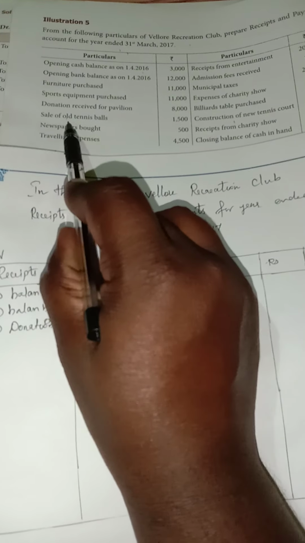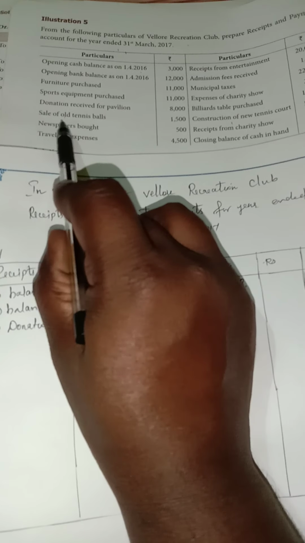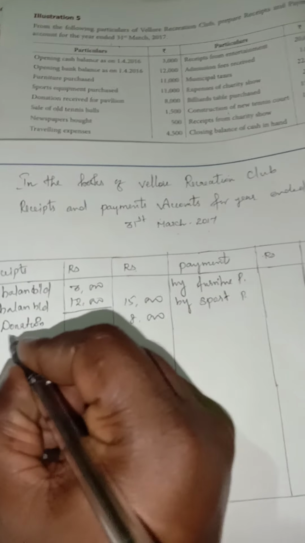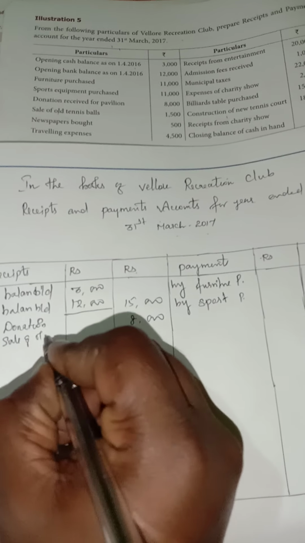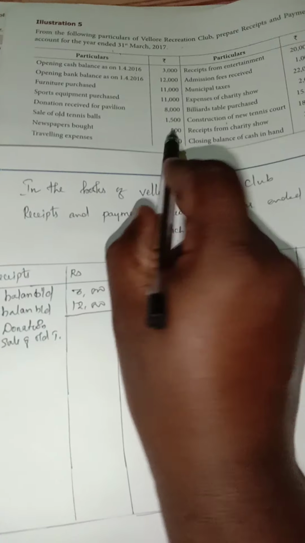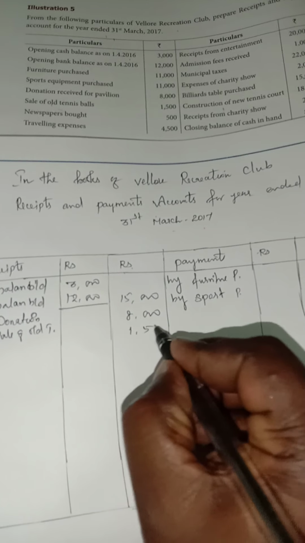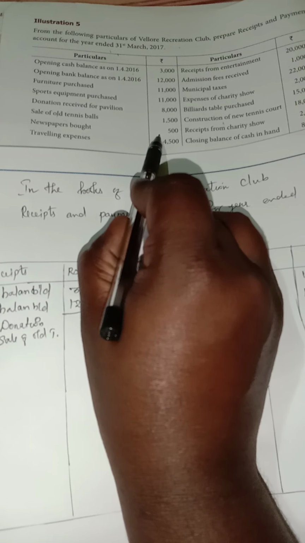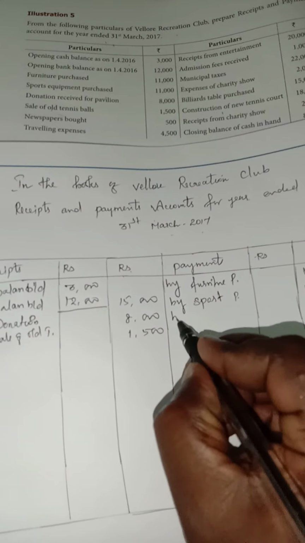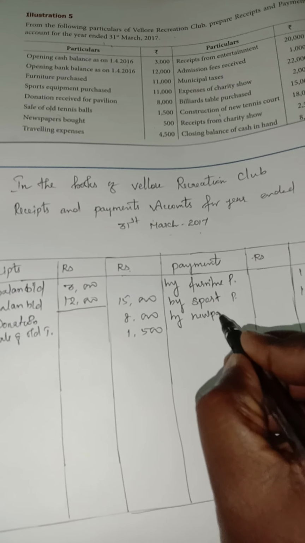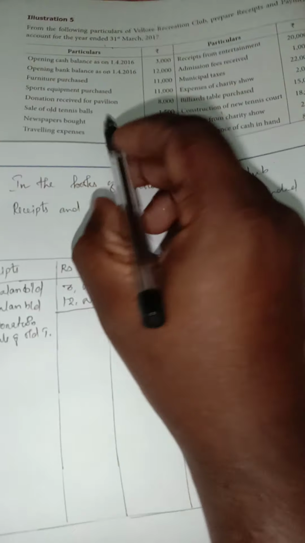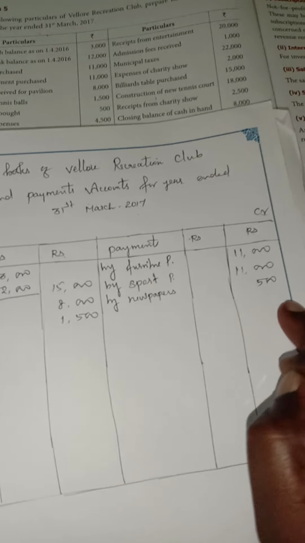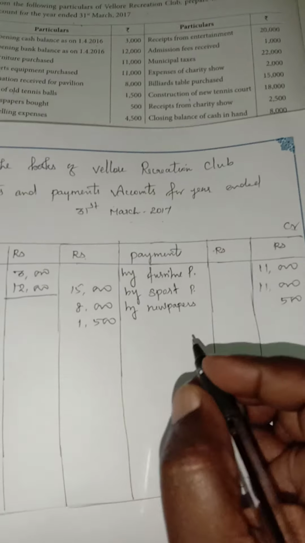So next one, sale of old tennis balls. Sale of old tennis balls means it is income. You should write it on the debit side. Okay, sale of old tennis balls rupees 1,500. Okay, then newspapers bought. Newspapers bought means it is an expense. We should write it on the credit side. Newspapers, so how much rupees? Rupees 500.